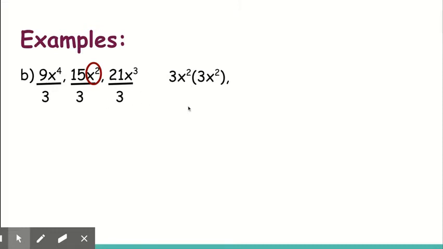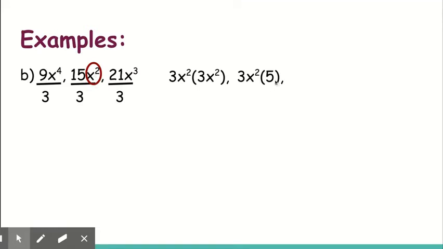9 divided by 3 is 3. And then x to the power of 4. If I'm taking away 2 of them, then there's going to be 2 of them left. Then for the 15x squared, I'm dividing it by 3. So I'm taking 3x squared out of it. So if I divide 15 by 3, so I take 3x squared out of it, I am left with just 5 from the 15. And since we're taking all of the x squared out, there's not going to be any variables with the 5.